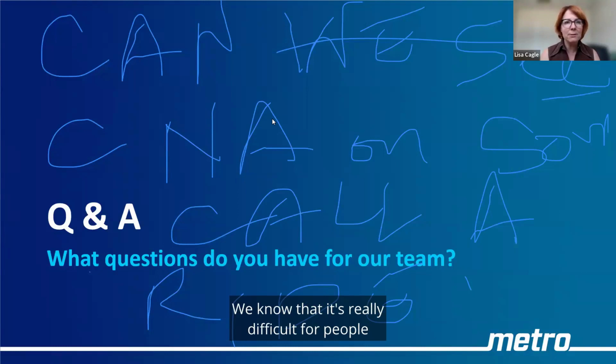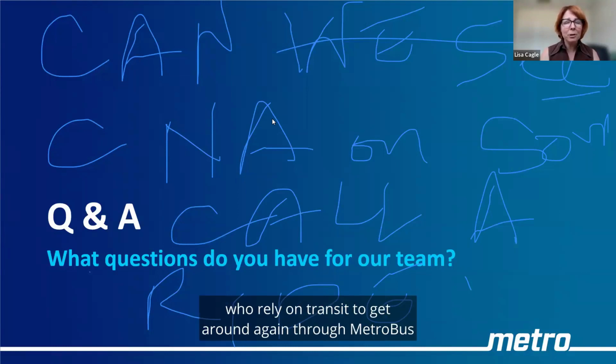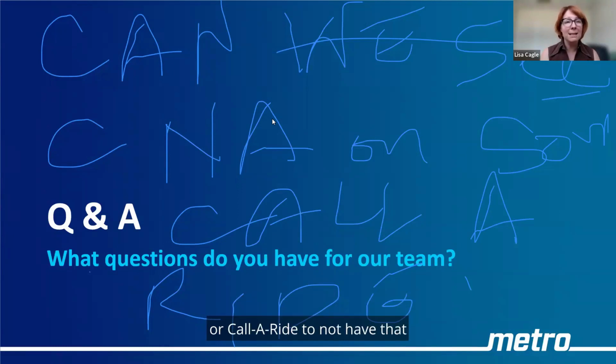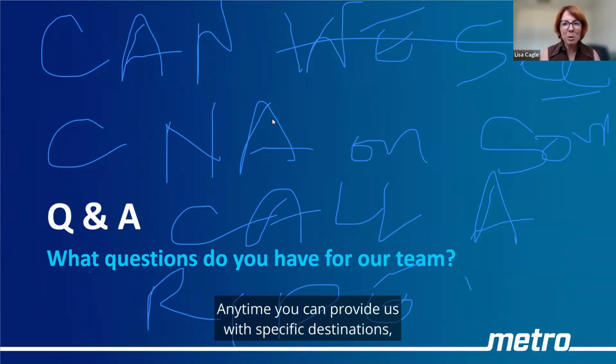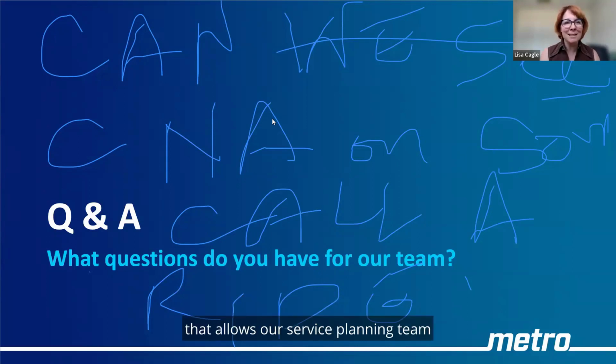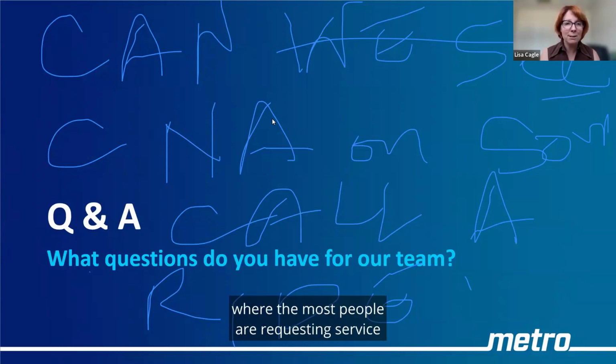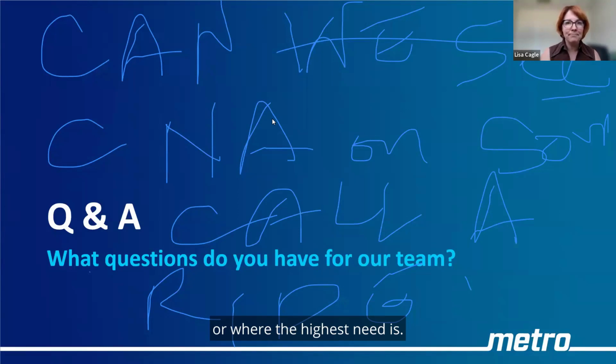We know that it's really difficult for people who rely on transit to get around, again, through Metrobus or Call a Ride, to not have that at their home address anymore. And we do not take that for granted. So thank you for your comments. Anytime you can provide us with specific destinations, that allows our service planning team to keep that in our records for where people are requesting service, where the most people are requesting service, or where the highest need is.